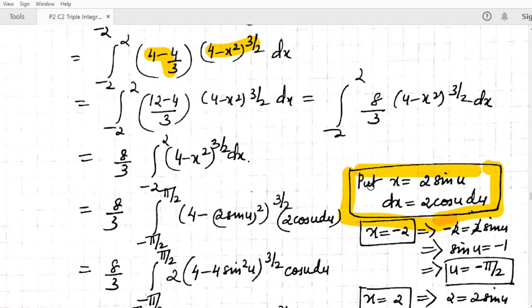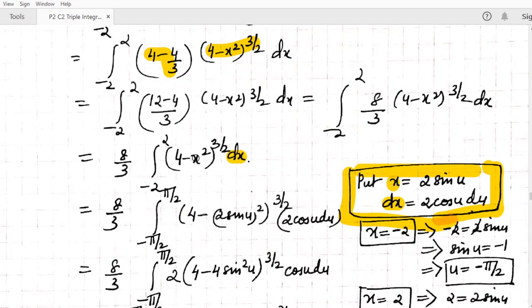So our substitution is, put x is equal to 2 sine u. To get the substitution for dx, we will be differentiating this with respect to u. We get dx by du is equal to 2 cos u, and from there we get dx is equal to 2 cos u du. So these are our substitutions.